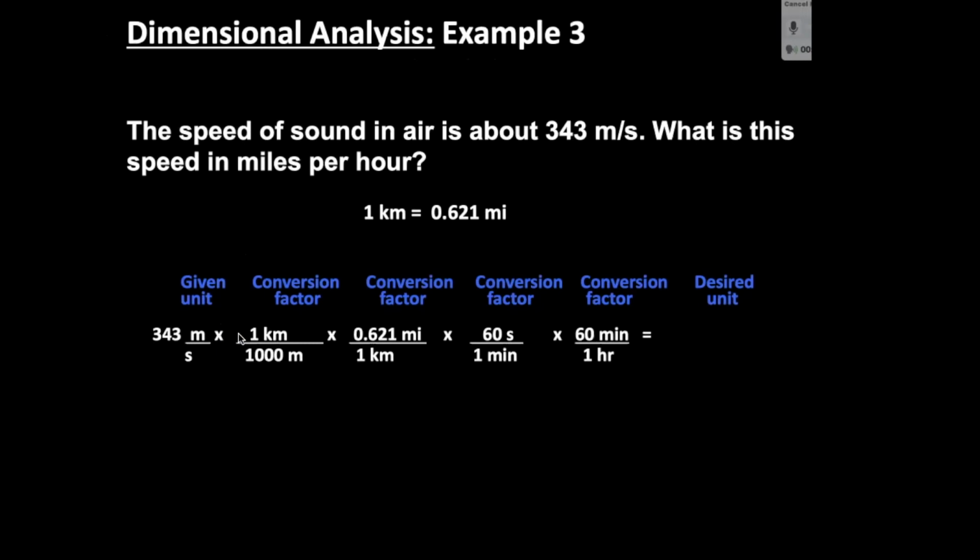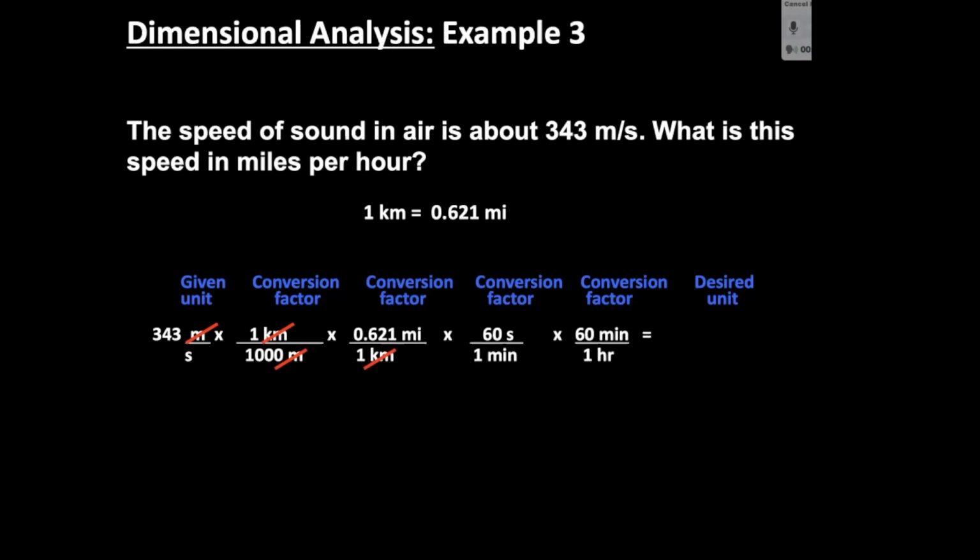I'm going to start with the top one, meters first. You can start with the top or bottom. So in 1,000 meters, there's 1 kilometer. So that cancels out meters. And then 1 kilometer is 0.621 miles. So make sure kilometers are on the bottom of this conversion factor, so kilometers can cancel out with kilometers in the previous conversion factor. We have miles on top, that's what we want, so that stops.